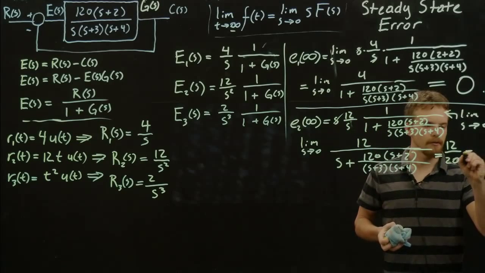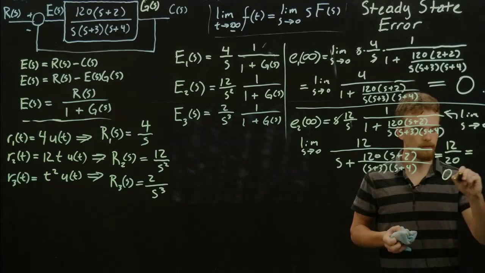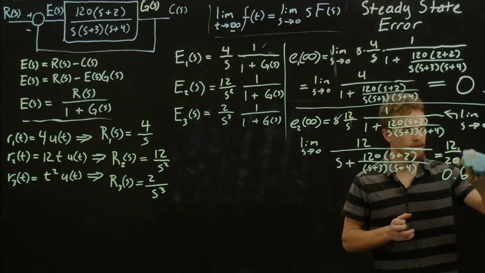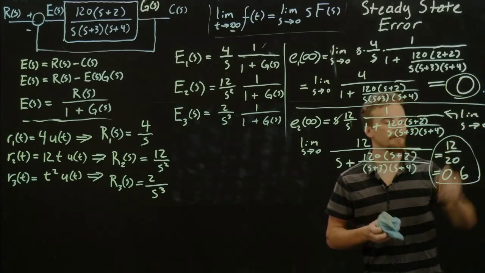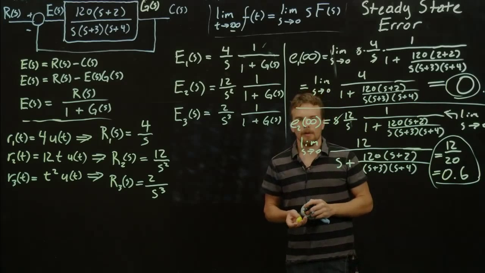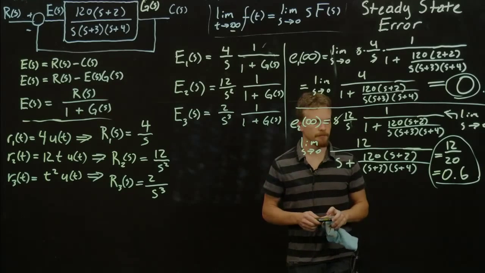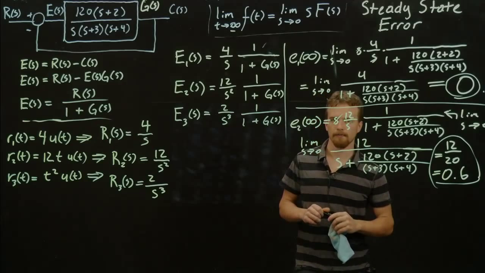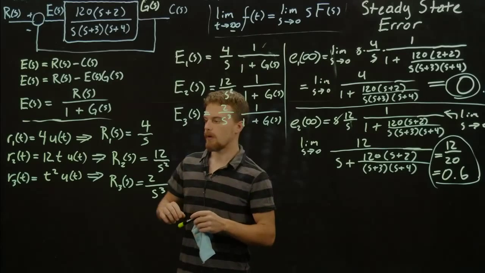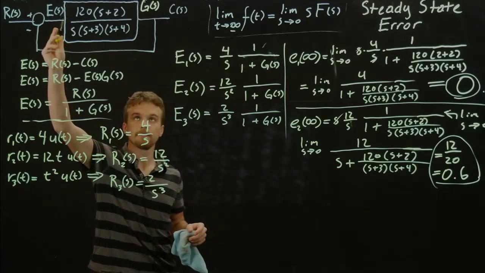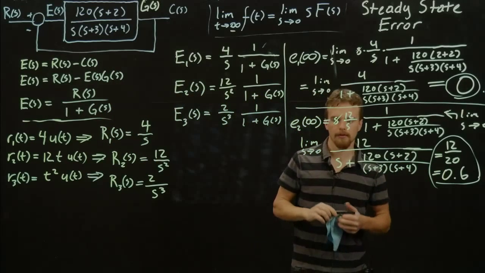And that's equal to 0.6. Okay, so that's telling us that for a ramp input, we will have some finite value of error in our output. So after a while of applying this input here, the closest we'll get to it at our output is 0.6. We'll be 0.6 away from it.